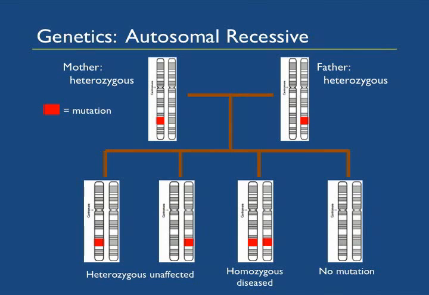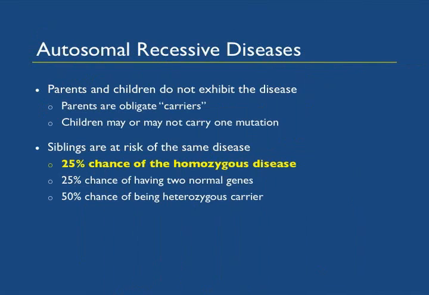Children inherit either one or two bad copies or no mutated copies, as shown below. The individual who gets two of the mutated copies has homozygous mutation, and they are the ones who can develop disease. Parents and children do not exhibit the disease in these cases. Parents of a patient with one of these diseases is an obligate carrier. Children of patients with this disease may or may not carry one mutation. However, siblings are at risk of developing the same disease.